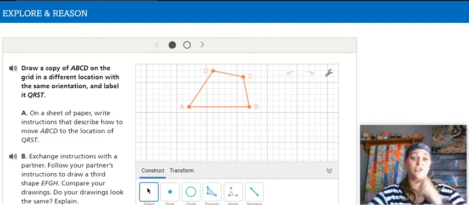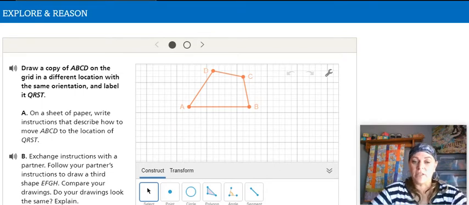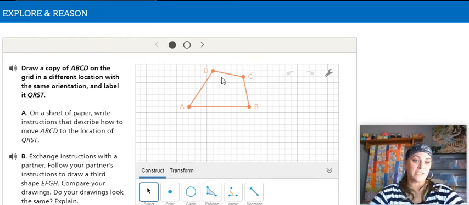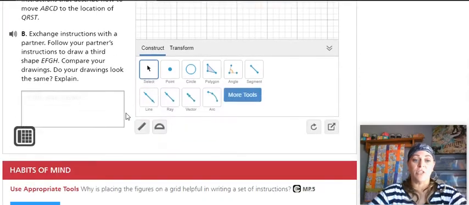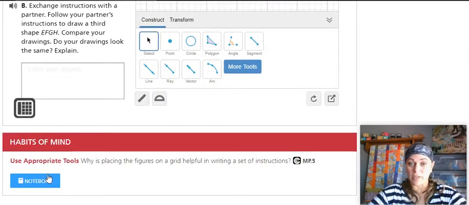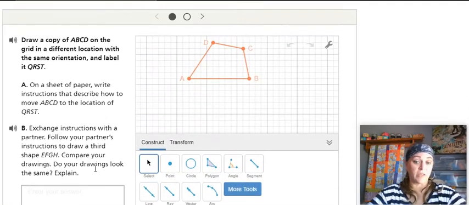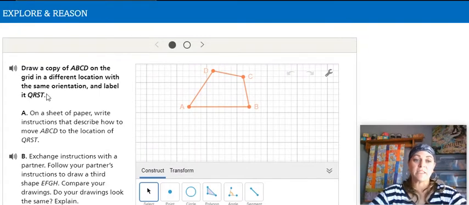So they are saying to trace it or copy it on graph paper or on this exact same graph, and you can use these points and segments somewhere else, but it has to look exactly the same, just in a different location. And then it says, on a sheet of paper, write the instructions. You can write them down here in your notebook if you would like, or in your student companion book. But basically, you need to describe how to move it. How do you move that exact shape without messing up the actual shape?